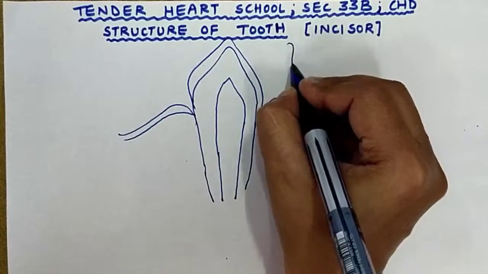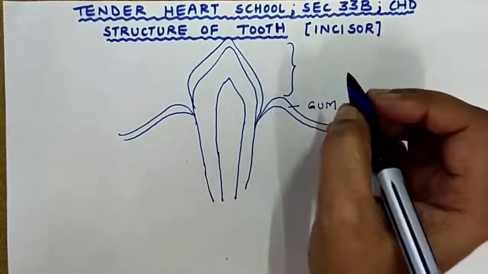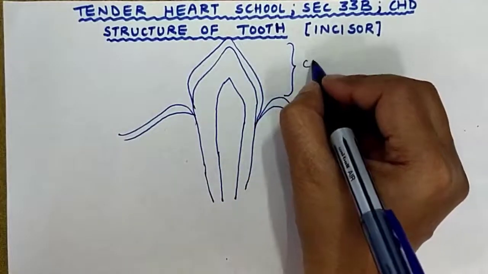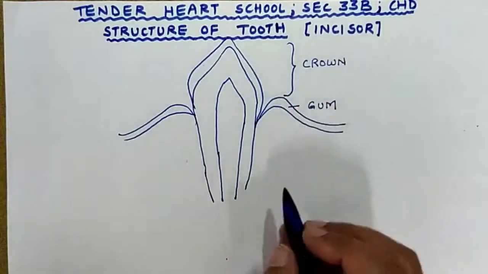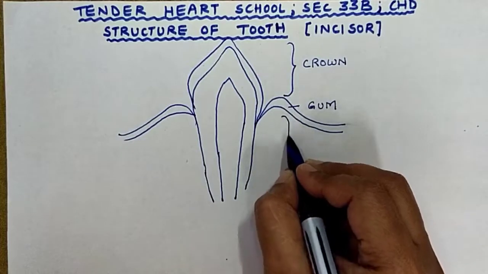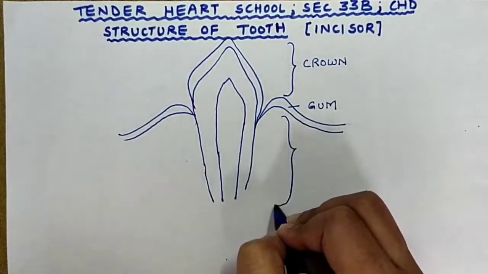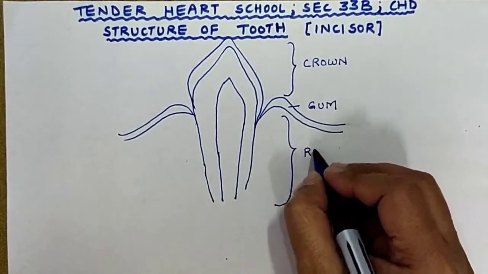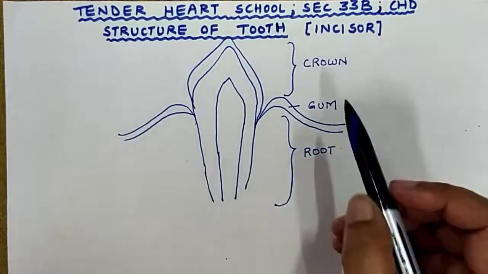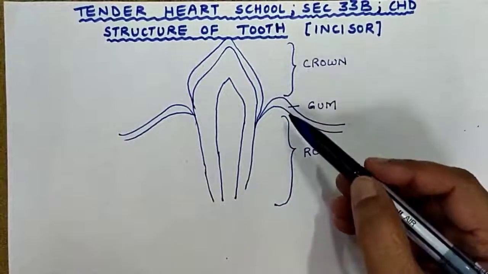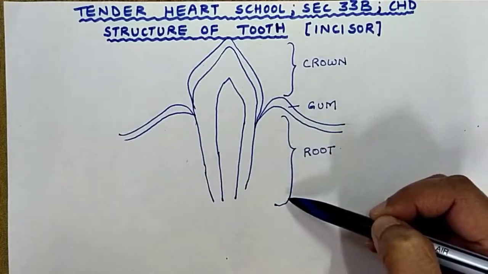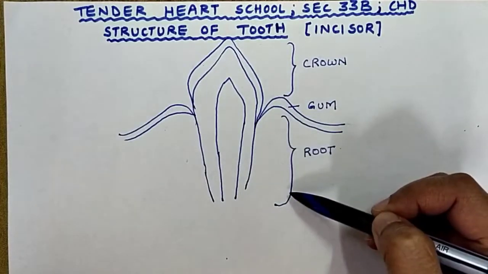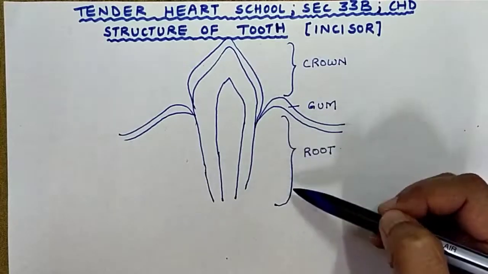So this whole thing which is above the gum and is visible to us is called the crown. And the part of tooth which is below the gum and is not visible to us is called the root. Crown is above the gum and root is below the gum.